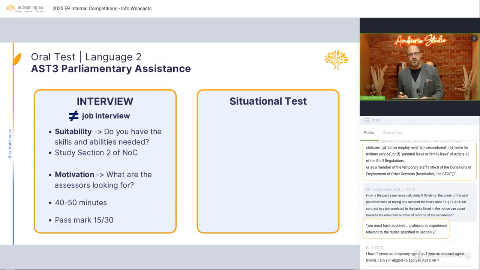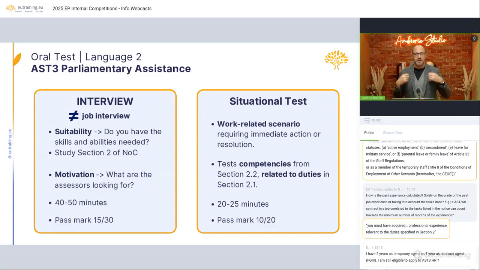And then there's the situational test, which I mentioned before. So there used to be a similar test, but it was in writing in the past, and it was for EPSO exams called situational judgment test. This one is a situational test where basically they throw at you a work-related scenario, and that requires some reaction, some immediate action, reaction, resolution, and they say, okay, what will you do? Here's an unexpected situation, or let's say your colleague who was responsible for that meeting just got sick and you need to immediately step in and you don't really know much about the file.